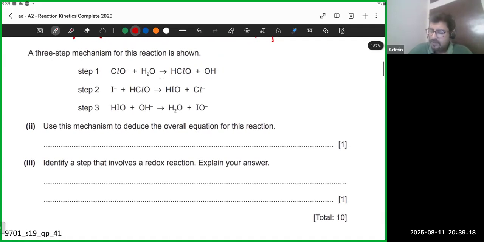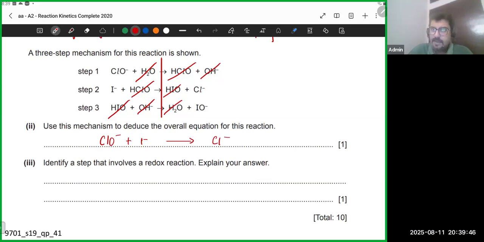Overall equation: again, add up the left and right. Things that appear on both sides will cancel out. HClO, HClO. Anything else? OH is gone. HIO is gone. All the things are gone. I- will stay. So the only thing left is ClO- on the left side and I- on the left side, and on the right side I've got Cl- and IO-. Now identify the redox.